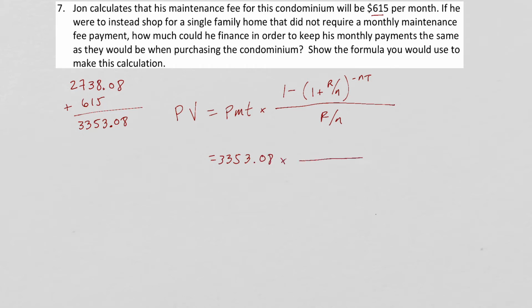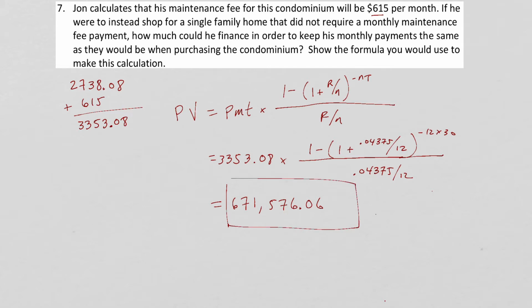So this is going to be 3353.08 times 1 minus 1 plus, now we said the rate in this problem was 4.375%, over 12. This is monthly payments always in a mortgage. So this comes out to $671,576.06. Okay, so that's the answer to this problem.